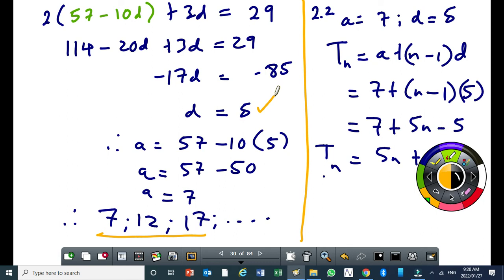Right? Then, to get A, we use the simplified version of equation 1. So A is equal to 57 minus 10D. We substitute the D, which is 5. Then we simplify, you get A equal to 7. So D is 5 and A is 7. Okay? Then you list the three terms now. Our first term, 7, you add 5 to it to get 12, add another 5 to get the third term, which is 17. So our three terms are 7, 12, and 17.